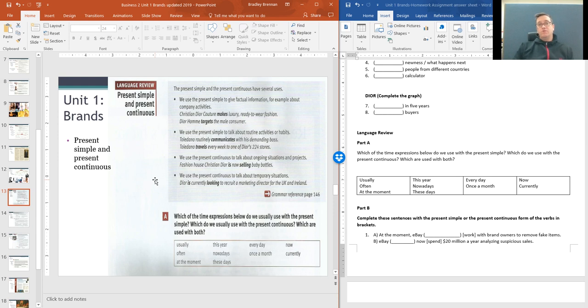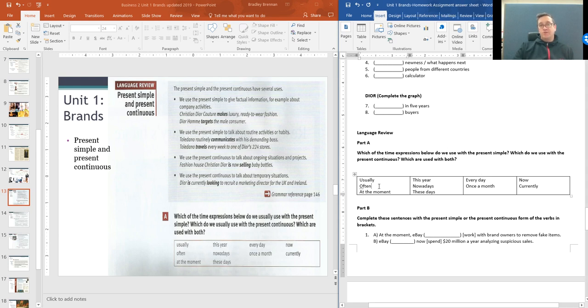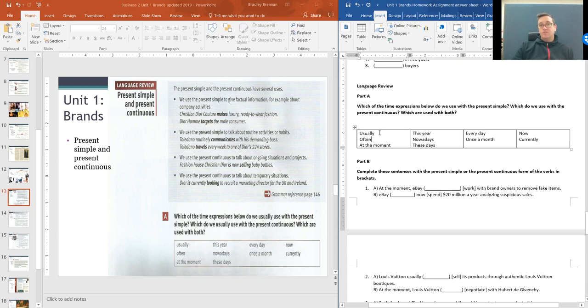Now, go here to part A. Which of the time expressions do we use with the present simple, and which do we use with the present continuous? Which are used with both? So here you see 4 boxes with different verbs. You can just put next to each one: is it present continuous, present simple, or both? So you can just put PS or PC for present simple and present continuous. And if it's both, just put PS and PC.